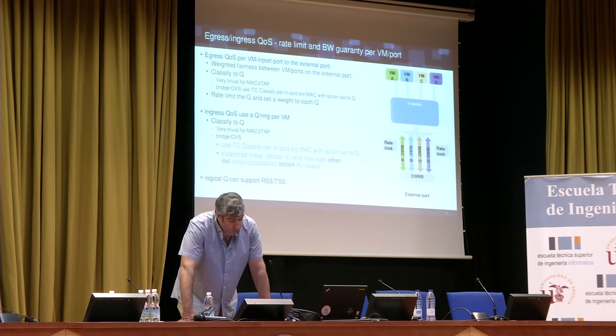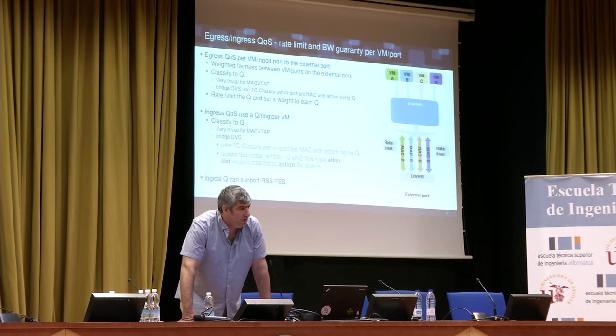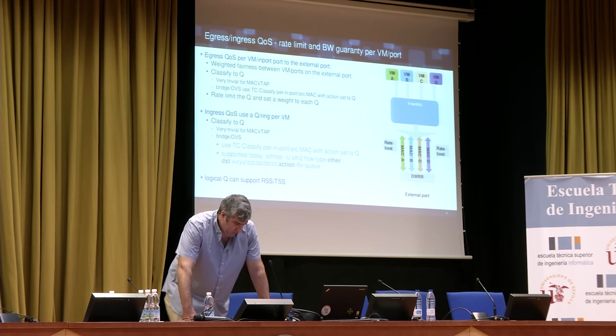I spoke about rings, but each logical queue can support something like RSS or TSS, so it's not supposed to be only a single ring. It can be a ring per core or something like that. We don't need to block the stack.